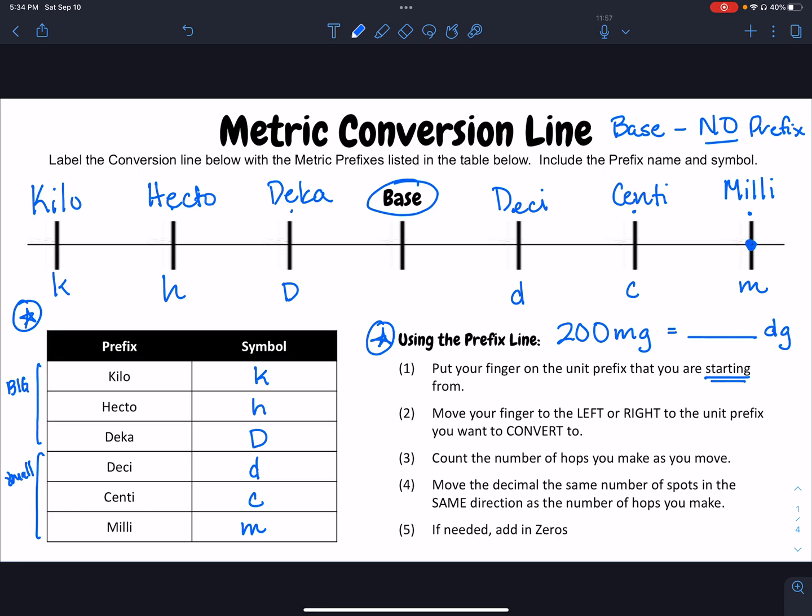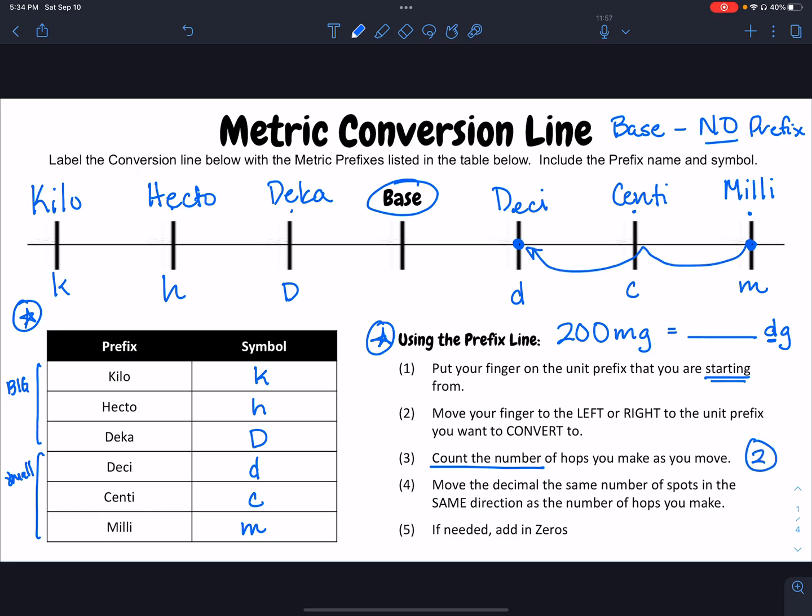Once you identify where you're going to start, you want to move your finger left or right to the unit prefix that you want to convert to. So for this problem, we're moving to deci, so I'm going to put a dot there so we can see the 2 points. And then we're going to just hop from our starting point to our end point, and we're going to count the number of hops we make as we move. So we're going to do 1, 2 hops.